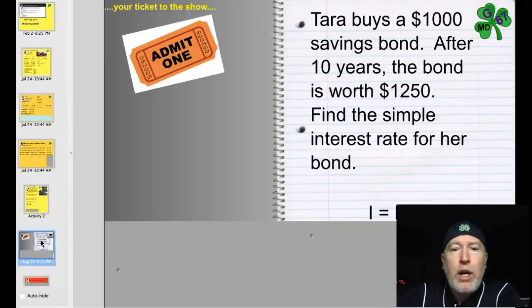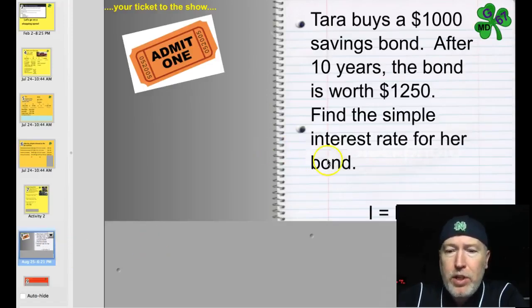All right, time for your ticket to the show. Tara buys a $1,000 savings bond. After 10 years, the bond is worth $1,250. Find the simple interest rate for her bond. Go ahead and see if you can figure that out. What? You're struggling a little bit?